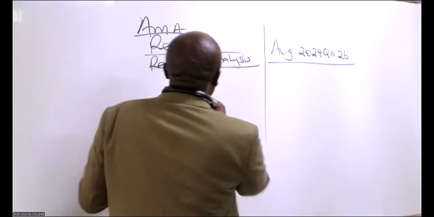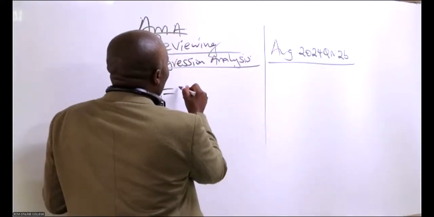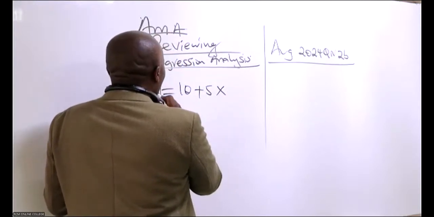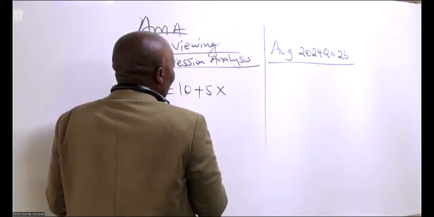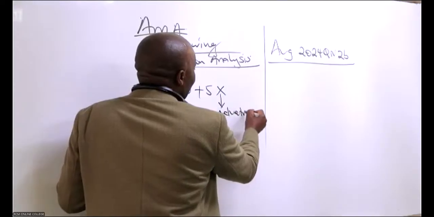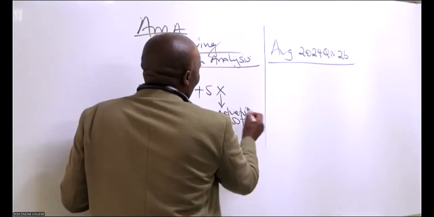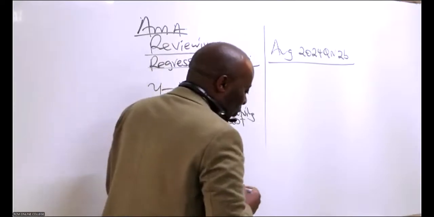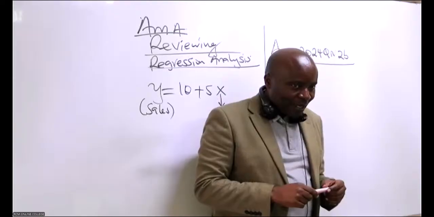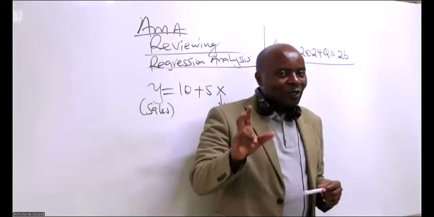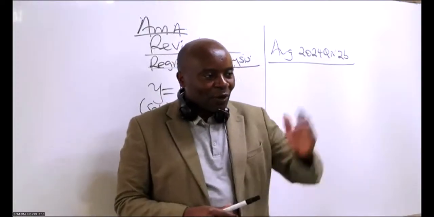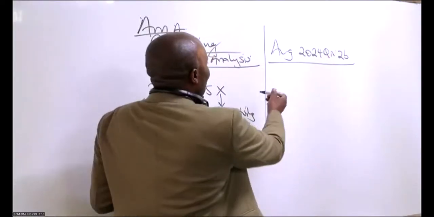If, for example, you are given y equals 10 plus 5x, and they tell you that y is sales and x is advertising cost, even before you look at the model, what do you expect to exist between sales and advertising cost? I expect a positive relationship. The more I advertise, the more the sales should be, isn't it? One-on-one positivity. This is the kind of relationship that I expect.